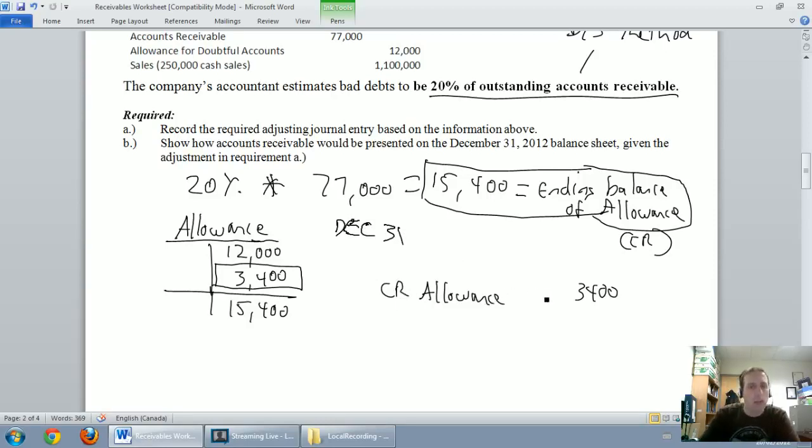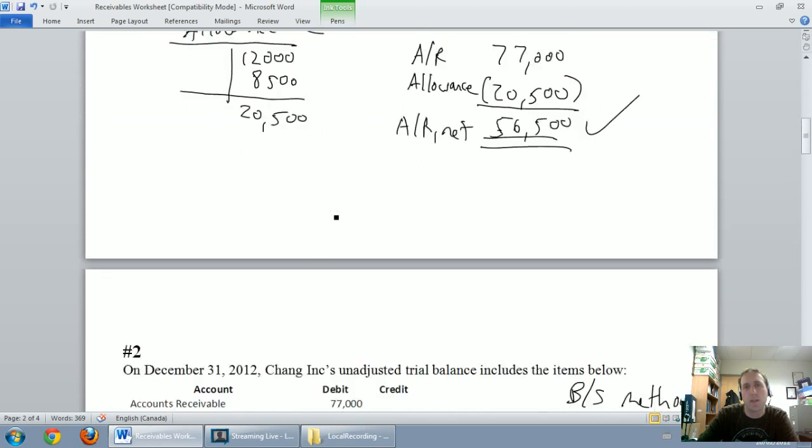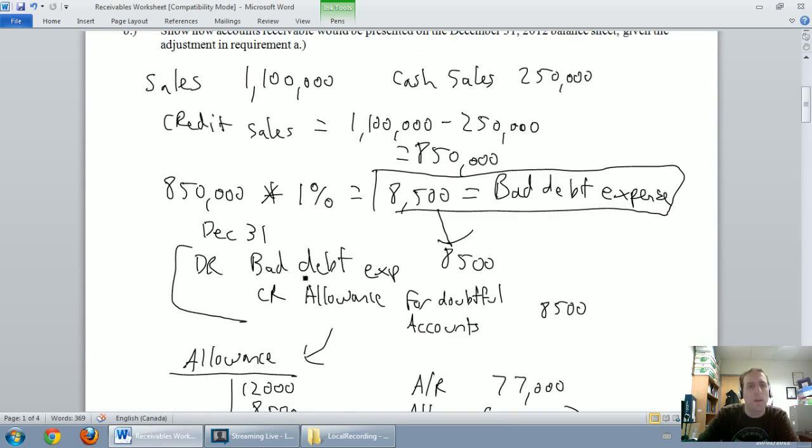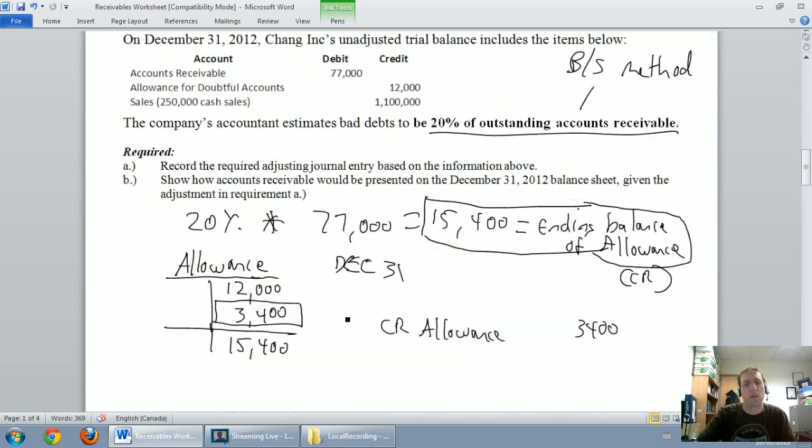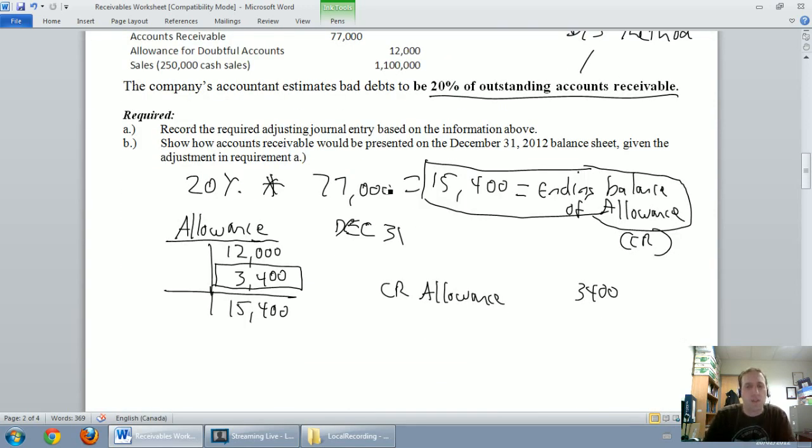Now, what's the related debit here? Well, let's go back up and look at what we did when we did the income statement method. We went debit bad debt expense, credit allowance for doubtful accounts. Same thing here. Debit bad debt expense, credit the allowance for doubtful accounts. I'm getting lazy and just calling it the allowance, but you may need to write out the whole spiel there. I put bad debt expense. Bad debt expense is $3,400.